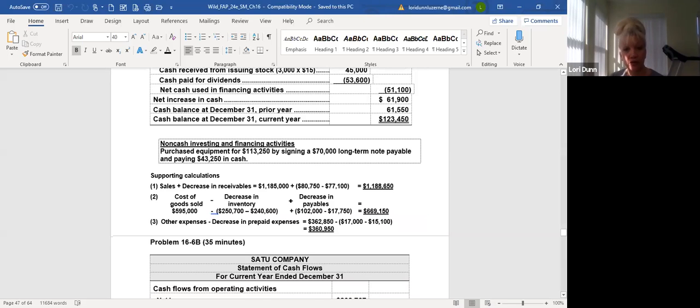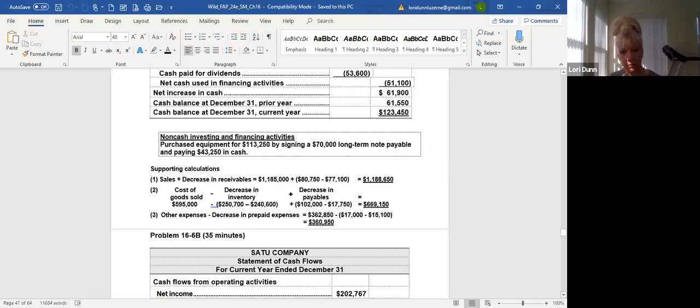We'll then start with our cash flows from operating activities. Remember, with these types of cash flows, we're converting net income under the indirect method, net income accrual basis to net income cash basis. We don't call it net income cash basis, we call it cash flow from operating activities, but that's essentially what we're doing here. So that's our starting point, net income, 202,767, right off of our income statement for this year.